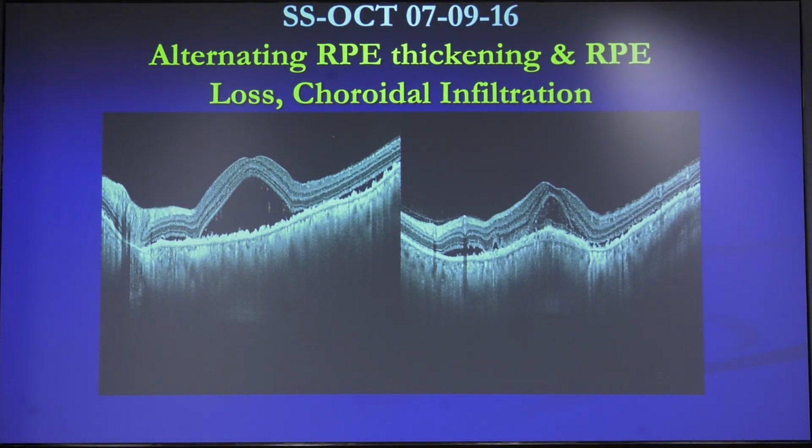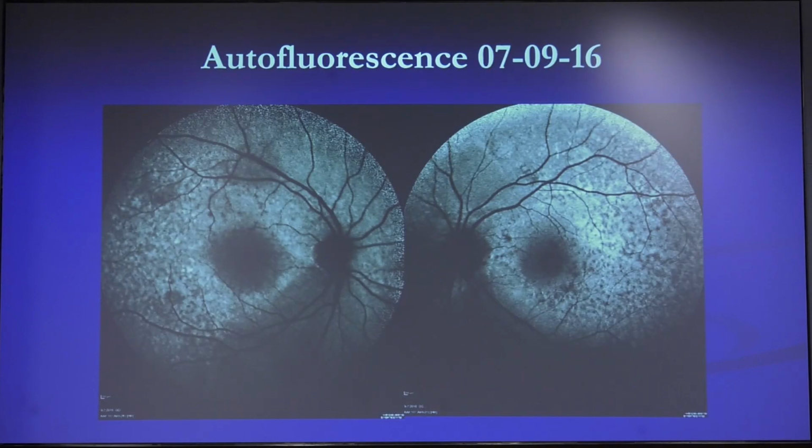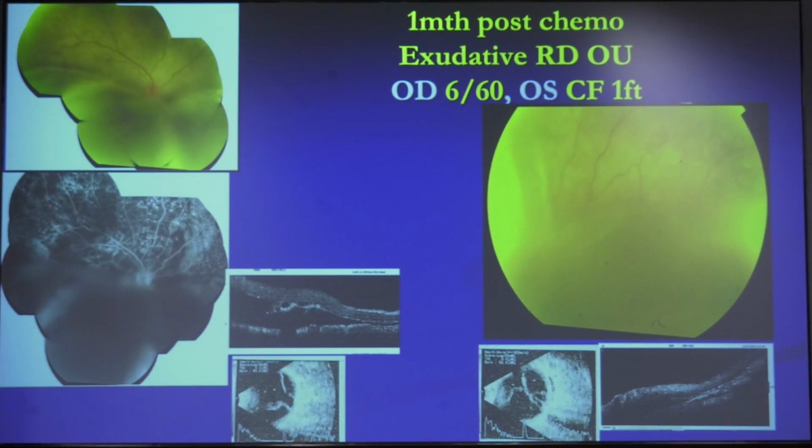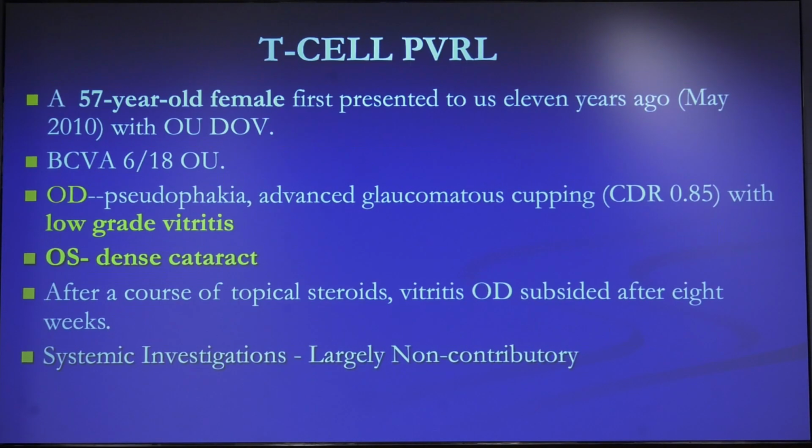And this is a swept source OCT, and you can see here subretinal fluid with undulations at the level of the deposits at the level of the RPE. This is the giraffe pattern of autofluorescence, which you see very classically in BDUMP, also called leopard spot pigmentation. The patient was treated with oral chemotherapy, refused to undergo plasmapheresis or radiation therapy, and finally developed neovascular glaucoma with a closed funnel RD and lost vision in both eyes.